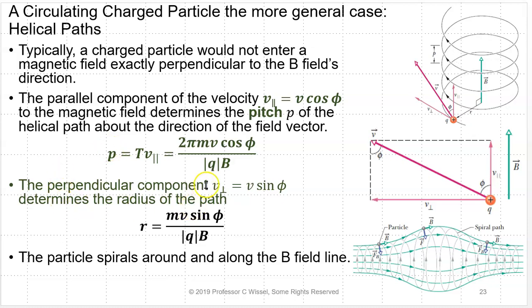The perpendicular component V perpendicular equals V sine phi. That determines the radius of the path. R equals mv sine phi divided by QB. So this means the particles spiral along and around a magnetic field line.